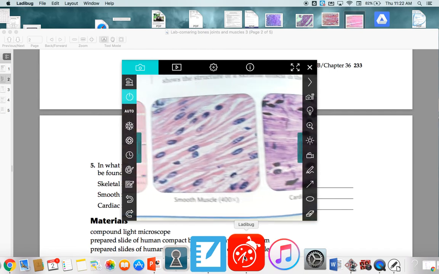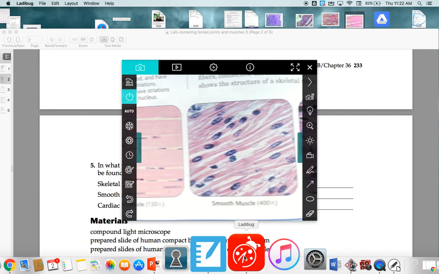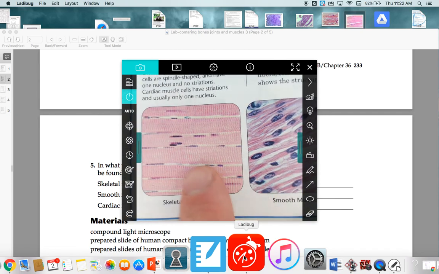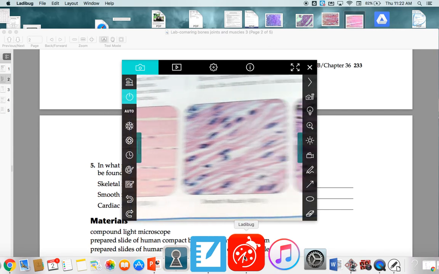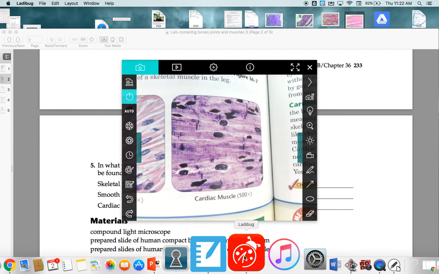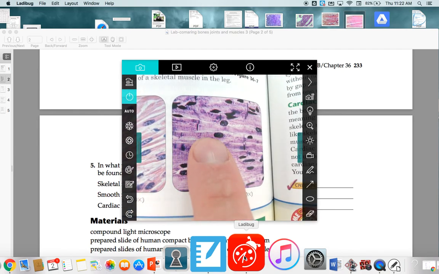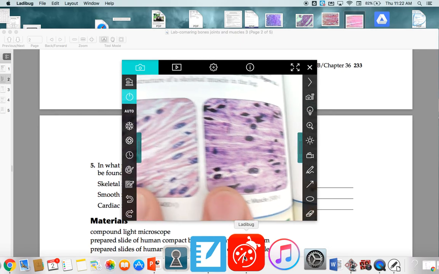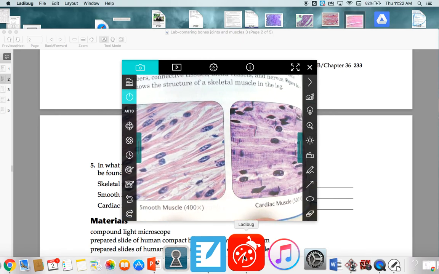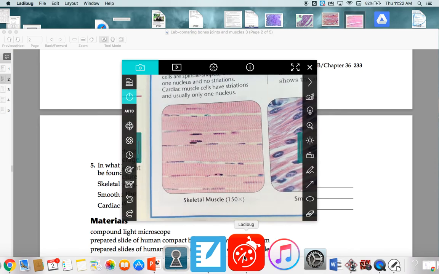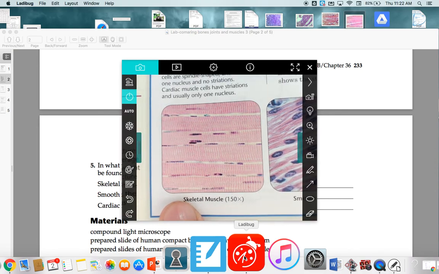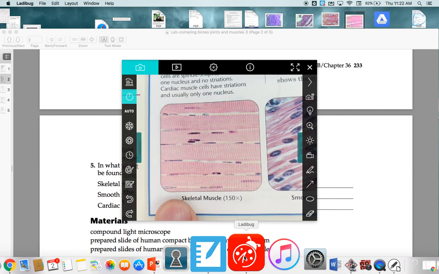Smooth muscle, no striations. Skeletal muscle has striations, and there are multiple nuclei in each cell. And then cardiac muscle, you can see the bands or striations here, but there's only one nucleus per cell. And both of these are involuntary, smooth and cardiac, and this one is voluntary. You can raise your hand, you can get up and walk outside. That's all controlled by your nervous system and your brain consciously.